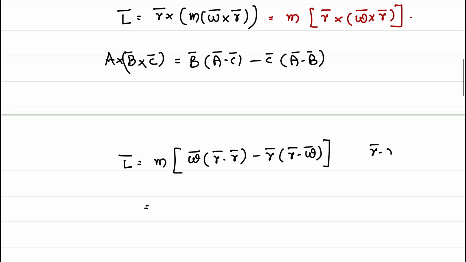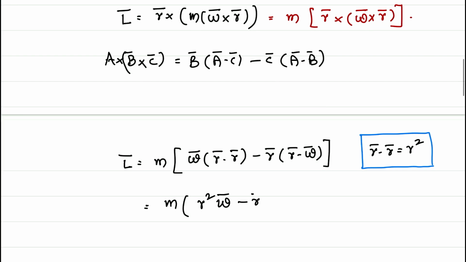Then it becomes R dot R is equal to R square, because it is a scalar quantity. This becomes M into omega times R square, rather let us write it like that, not omega times R. It is R square, scalar should come first, and omega minus R times R dot omega. Like this it is simplified.